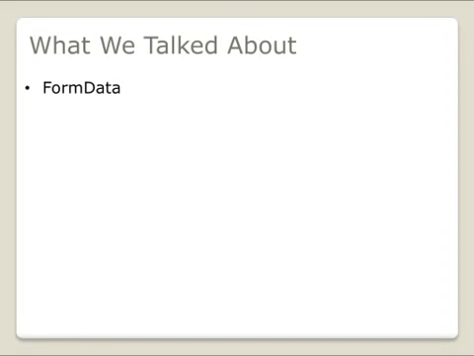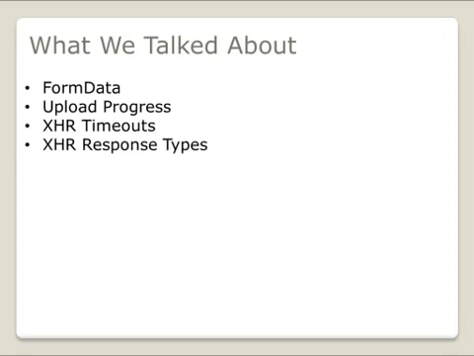There's form data that allows you to use AJAX to upload data as if it were in an HTML form. Upload progress that lets you monitor your request as it's being sent via AJAX. Timeouts that let you stop an XHR request after it's gone past a certain amount of time without a full response. Response types let you specify how the data from the server should be processed when it gets back into the client. You can do text or blobs or documents or array buffers, and in the future you'll be able to do JSON.